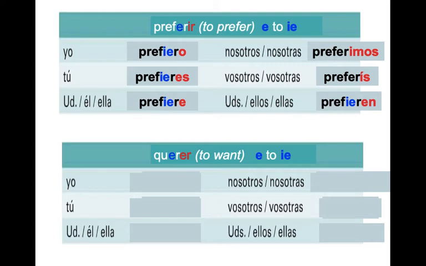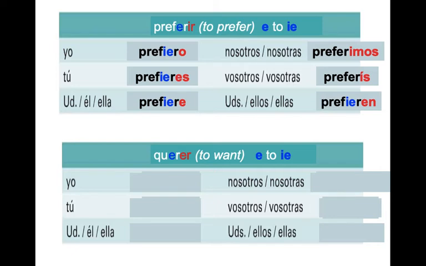Let's say the forms. Repita, por favor. Prefiero. Prefieres. Prefiere. Preferimos. Preferís. Prefieren. Muy bien. And make sure that you're getting that sound to come out. Ie. Now let's work on the verb querer.